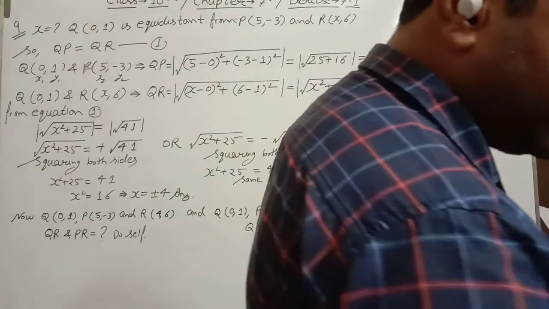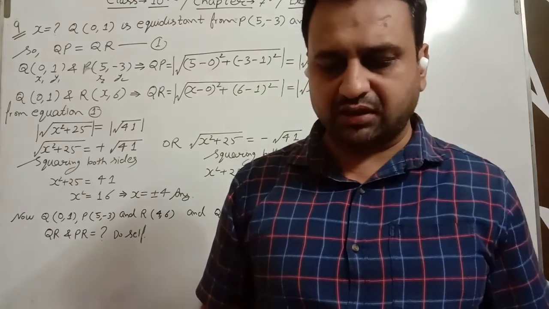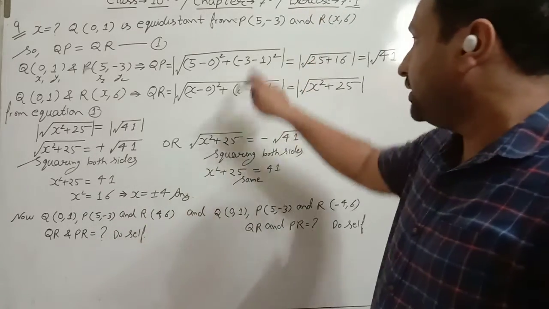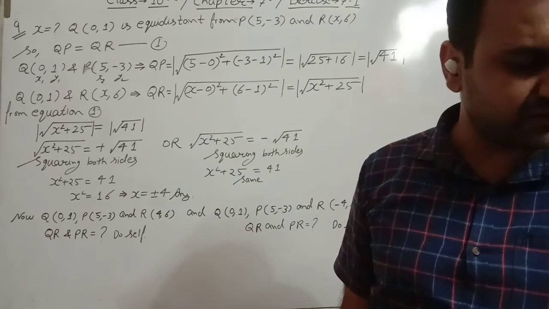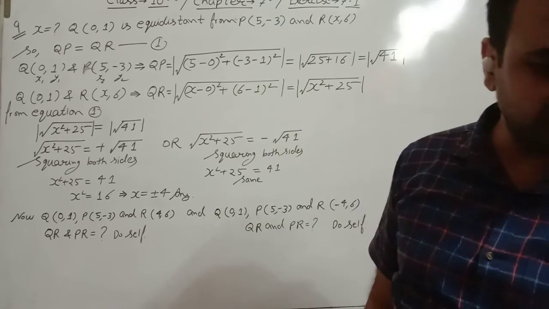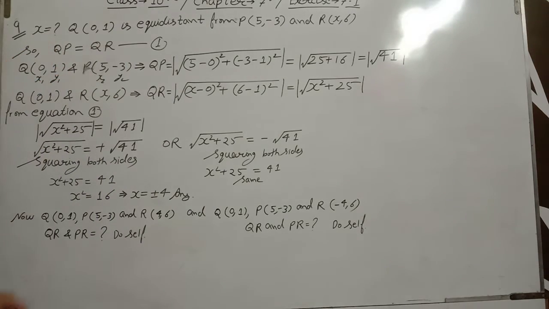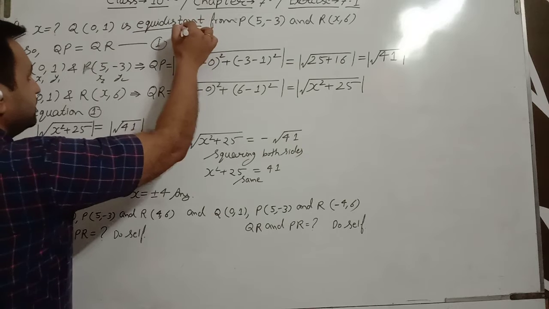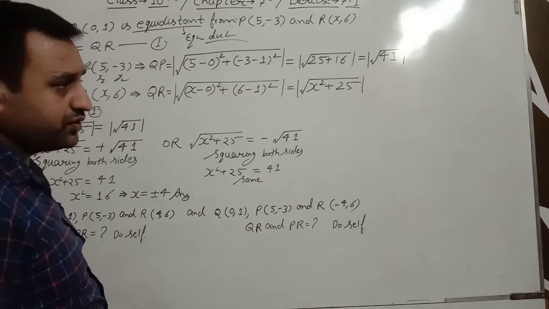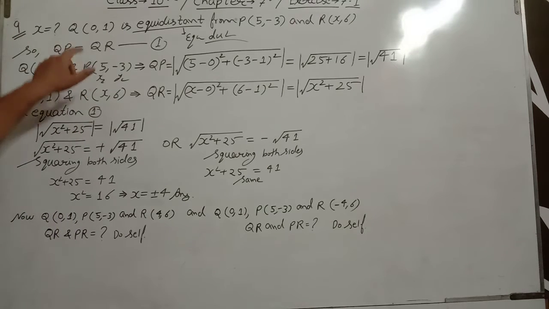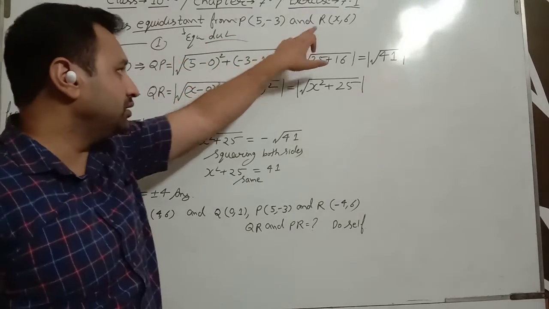Now we have to do question number 9. In question number 9, if Q (0, 1) is equidistant from P (5, minus 3) and R (x, 6), find the value of x, and after this find the distances QR and PR. Okay, find the value of x. What is the meaning of equidistant? Yes, equal distance. So we use the distance formula again in this question, between Q and P and between Q and R.